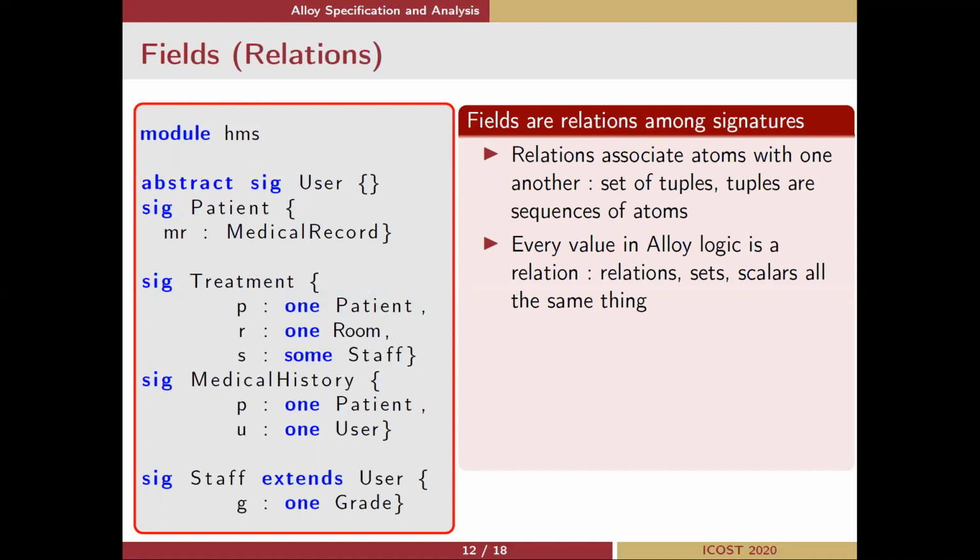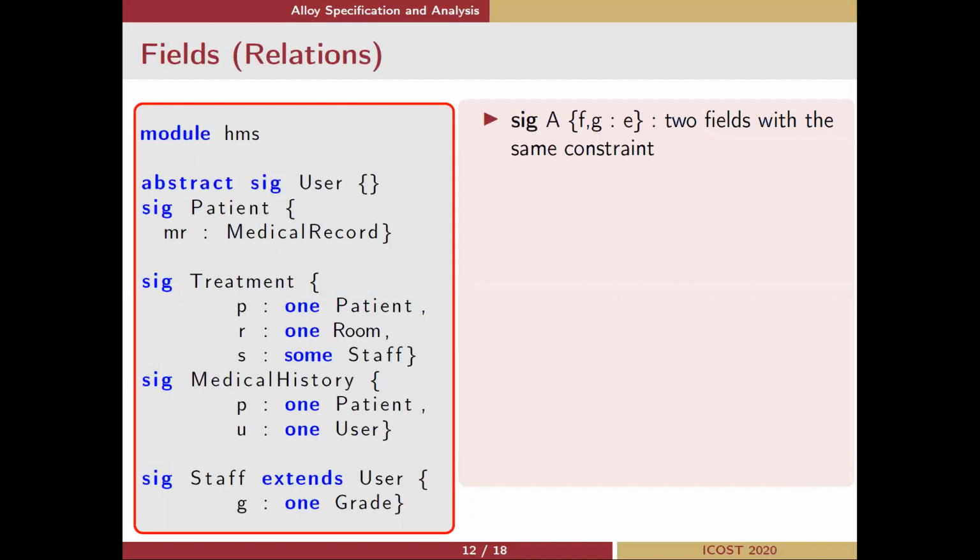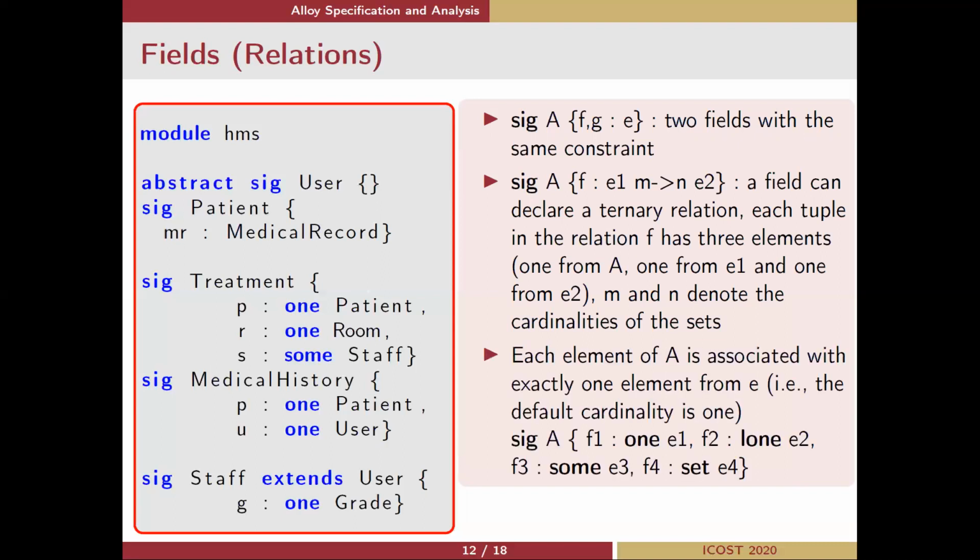A value in Alloy is a relation, which can be relations, sets, or scalars of any type. Relations are first order logic formulas. Here, for example, F and A are two fields with the same constraint that define this relation. For example, here in patient, we have MR, the medical record. So the field defines the relation.